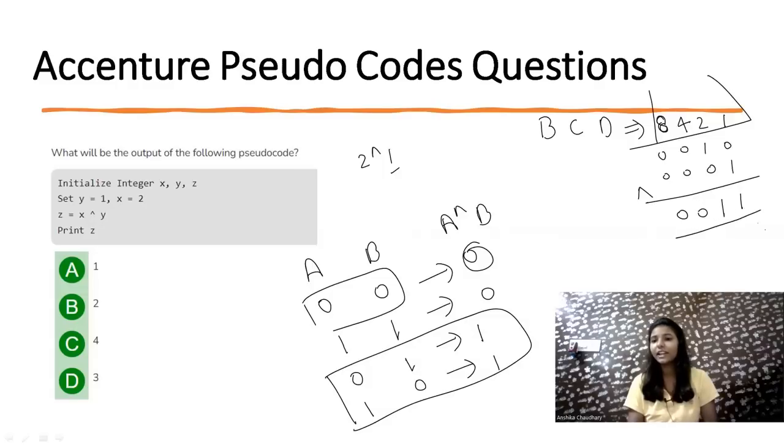If we convert it into decimal form, what will it be? At the places of 2 and 1, there is 1, which means 2 plus 1 is 3. So this is the required binary form of 3. So the answer will be 3. I hope the answer is clear. So moving on to the next question.